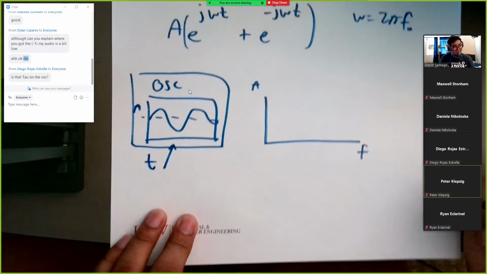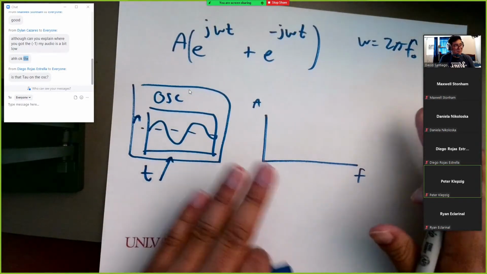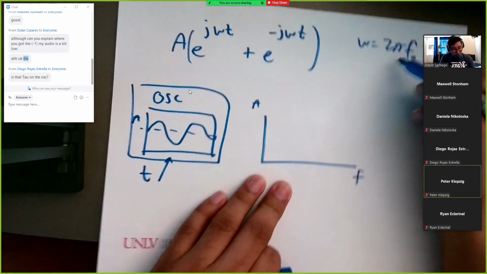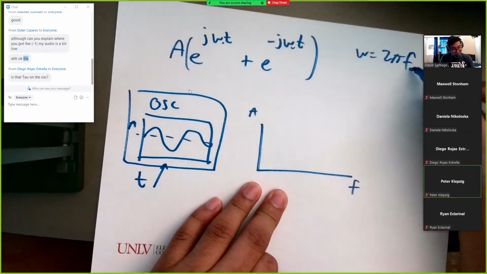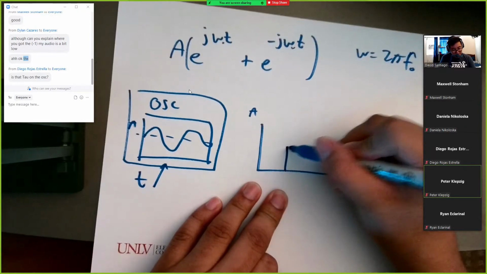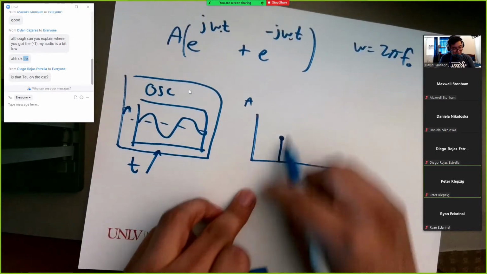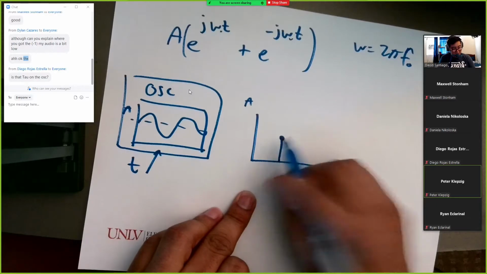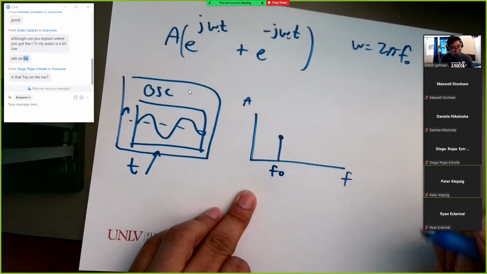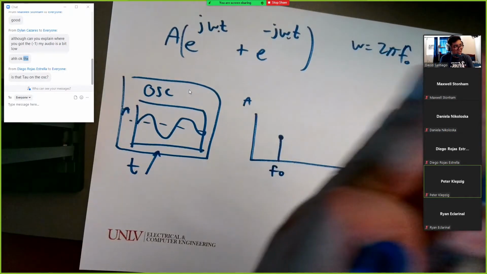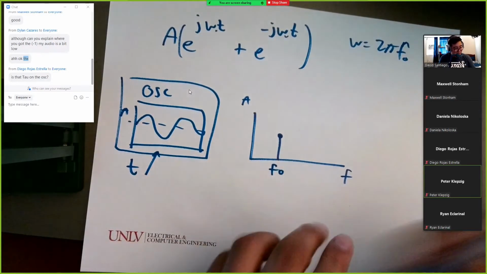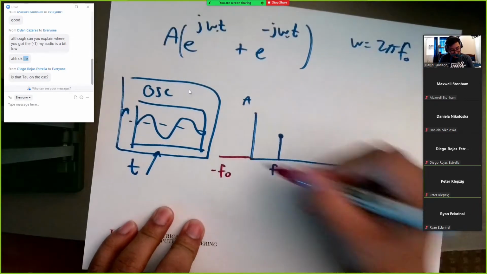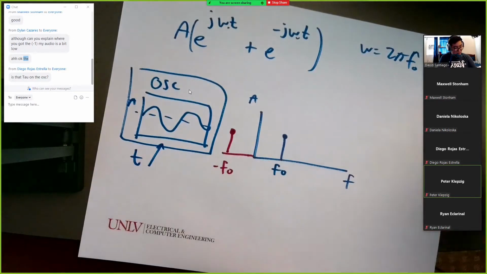There we go, right? This is all optional information right now, but it is to help you see what I'm trying to show you. If you were to have this omega naught, 2 pi f naught, this is what it's going to look like on a spectrogram. It's just going to be literally this spike, which is a function of frequency, at f naught. However, in reality, all real signals have a complex conjugate, at minus f naught.